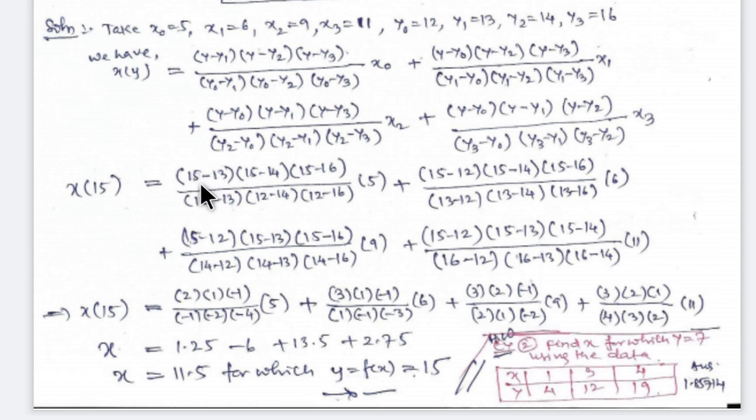Here you substitute the y value 15, wherever y appears, you substitute 15. So x of 15, simplifying you get this by using a calculator. Finally, x value at y equal to 15: x equal to 1.25 minus 6 plus 13.5 plus 2.75. If you add all this, you get 11.5, for which y equal to 15.